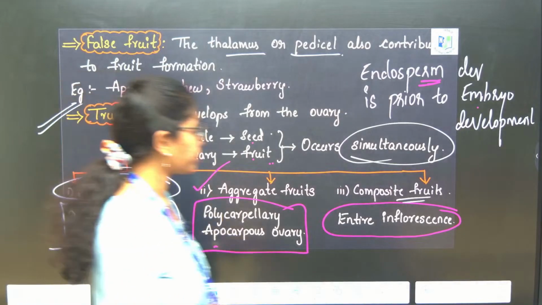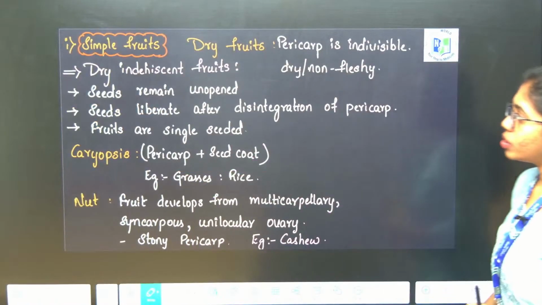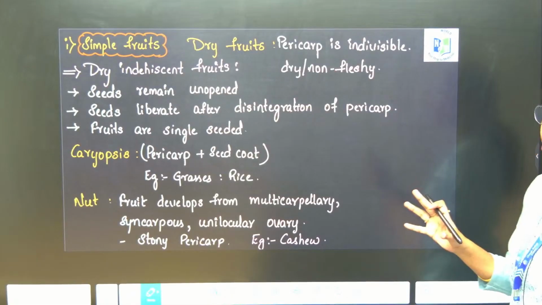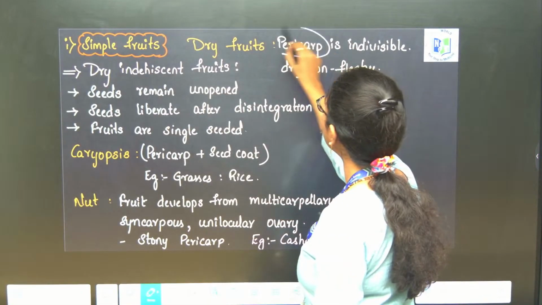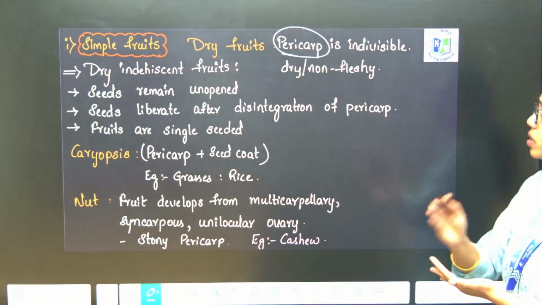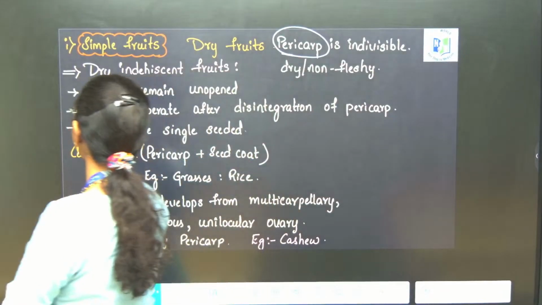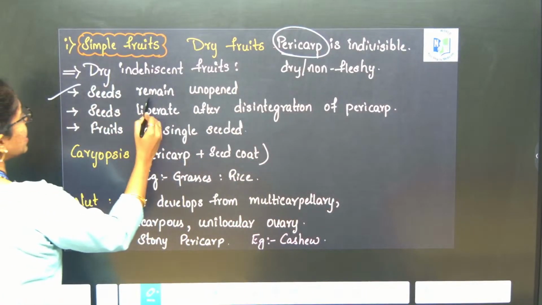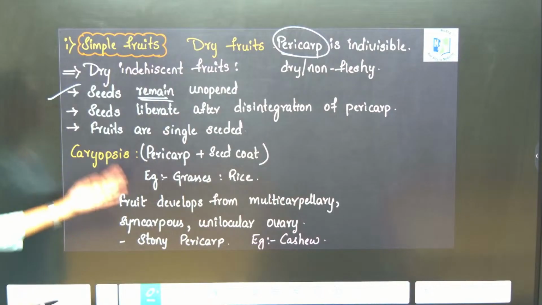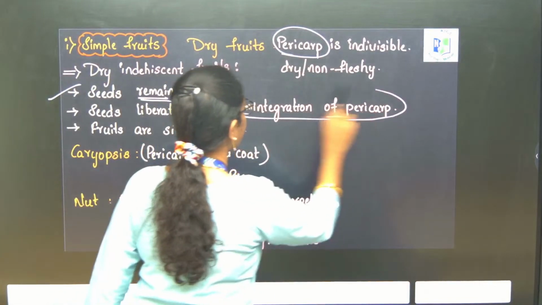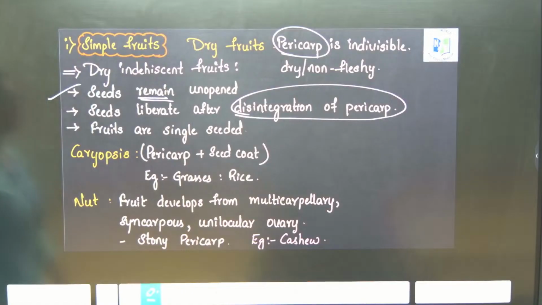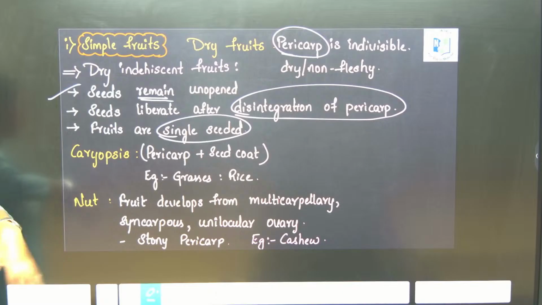Clear, right? Here you see simple fruits. First, dry fruits, where pericarp is indivisible. It has indivisible pericarp, which is dry or non-fleshy. In dry indehiscent fruits, the seeds remain unopened. Seeds liberate after disintegration of pericarp, and fruits are single seeded here. These are the key points you have to remember from dry indehiscent fruits.